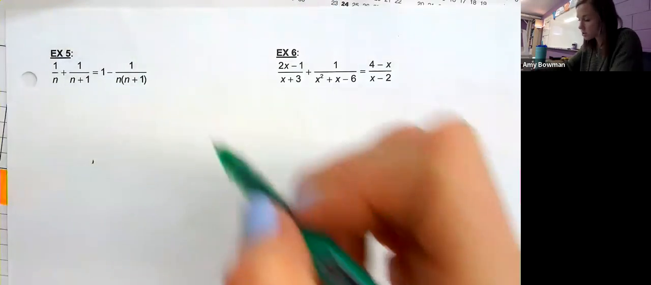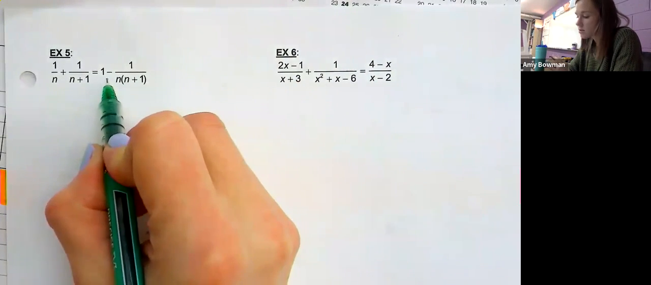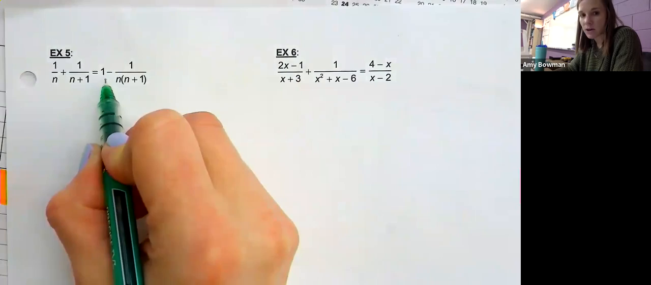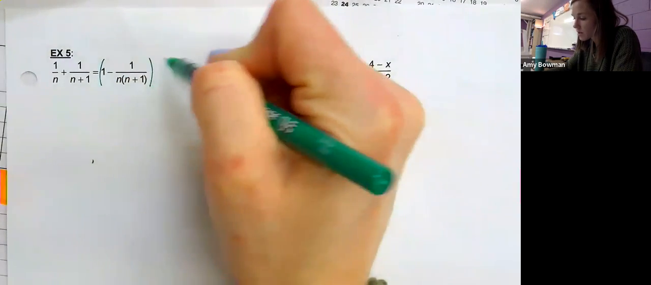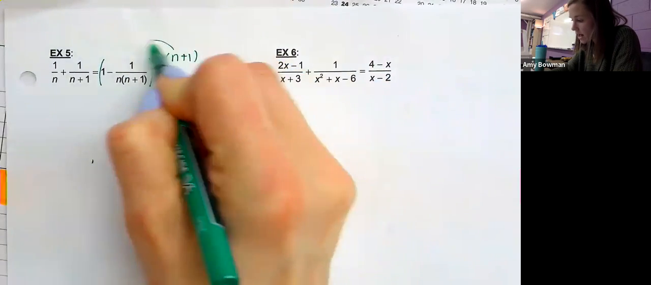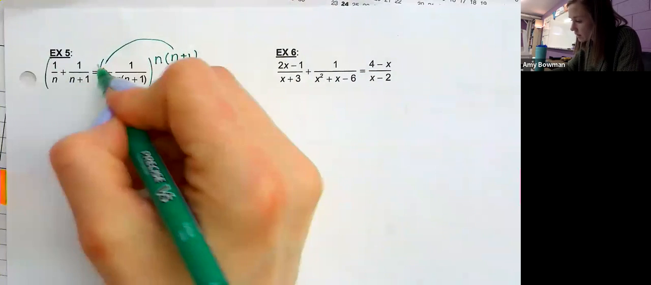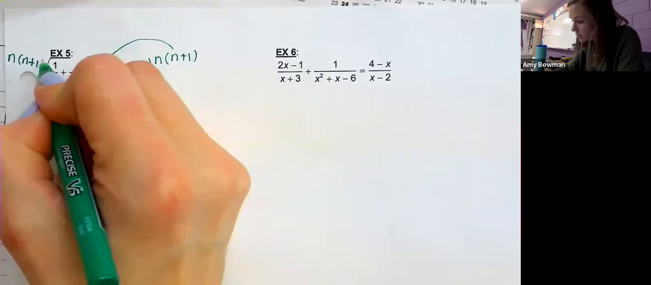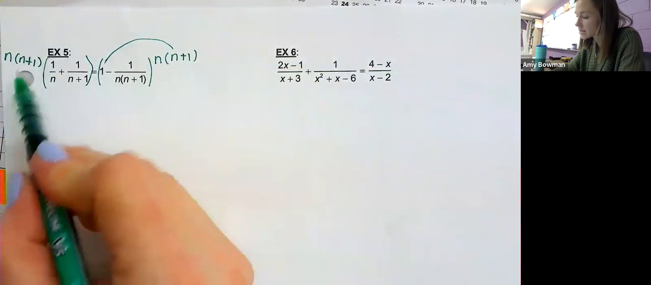Okay, another just warning here is this 1 right here. Terms like that don't have any variables are often forgotten. So remember that we are distributing n, the common denominator, n times n plus 1 to that as well. And then on this side, n times n plus 1. Okay, so we'll start on the left and then go over here to the right. So n times n plus 1.